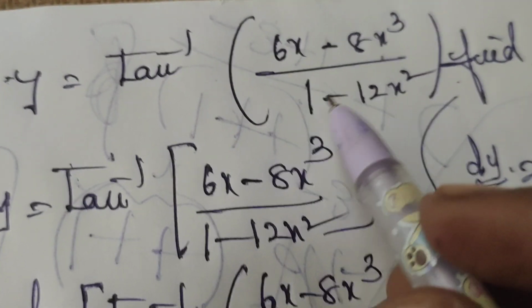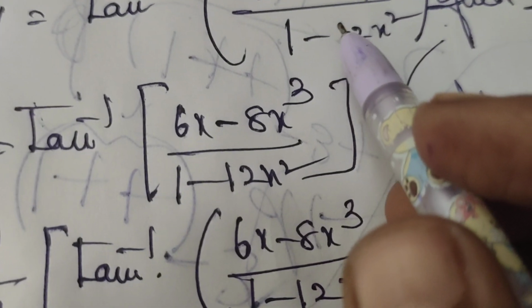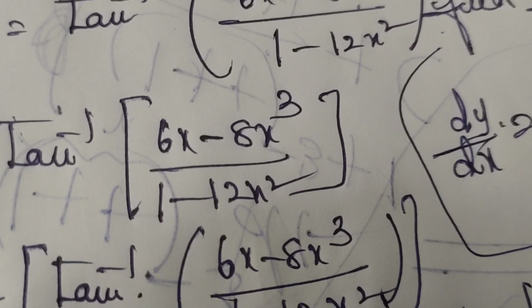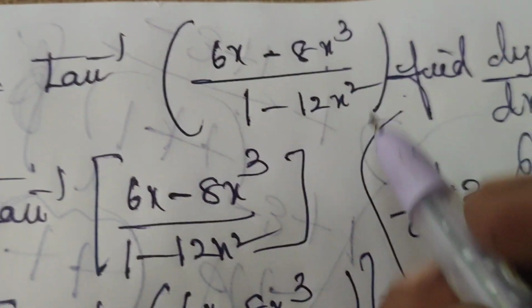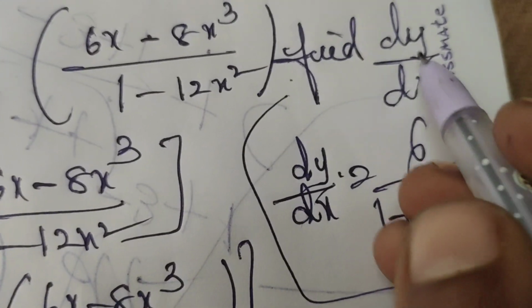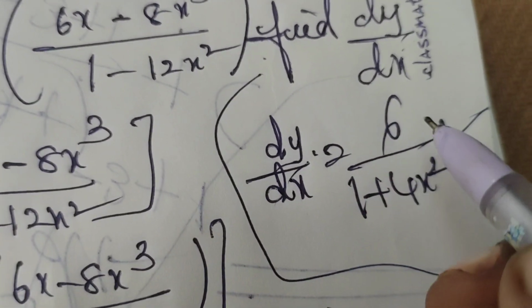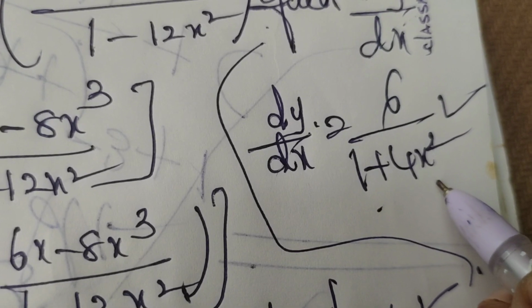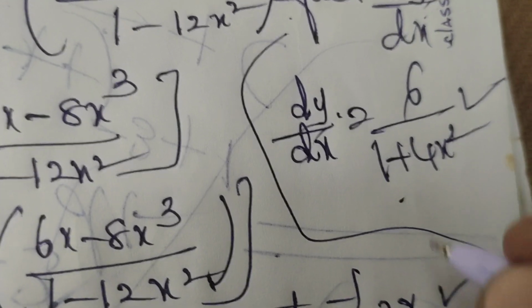By the given differentiation problem, y equals tan inverse of 6x minus 8x cube by 1 minus 12x square, the value of dy by dx equals 6 by 1 plus 4x square. Okay, thank you.